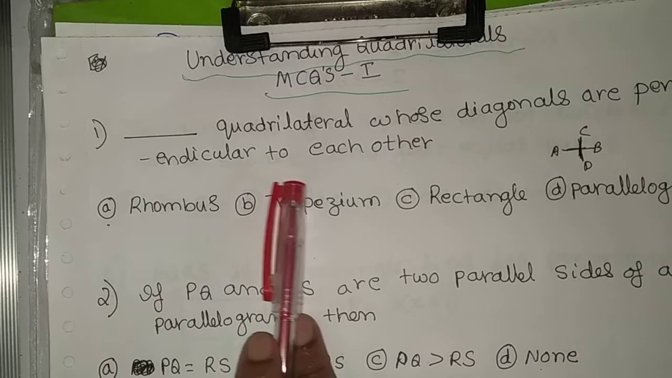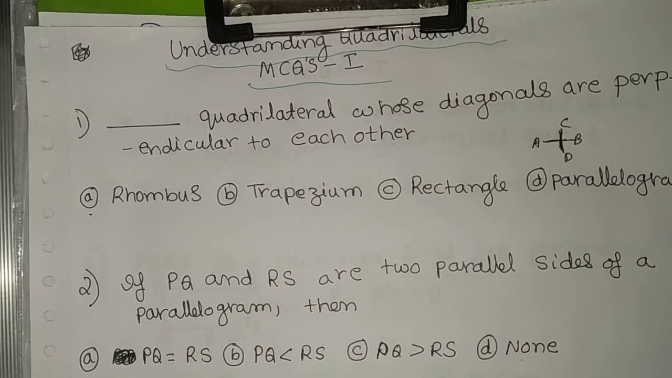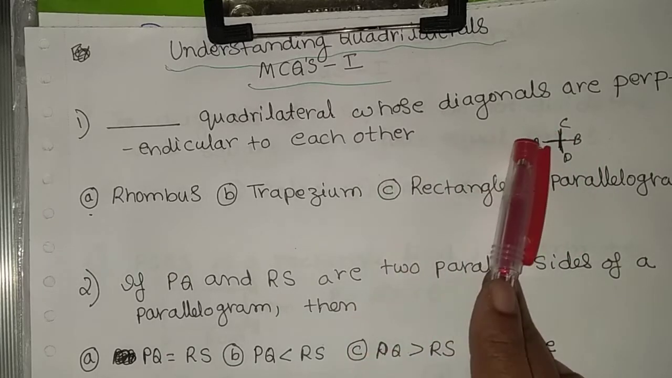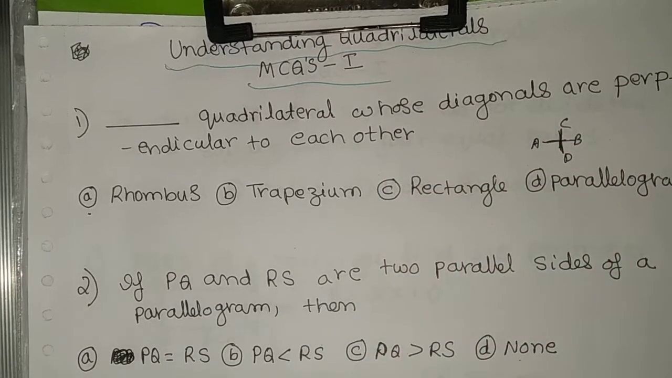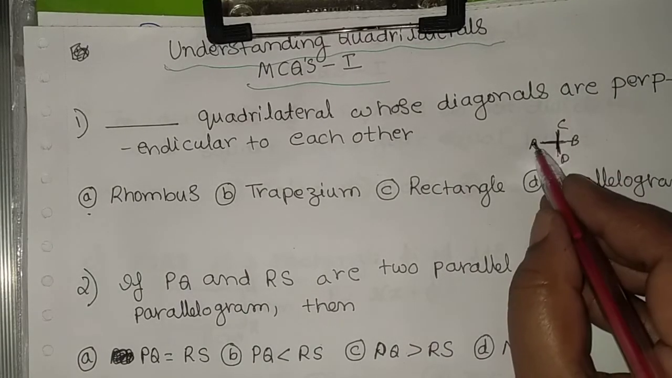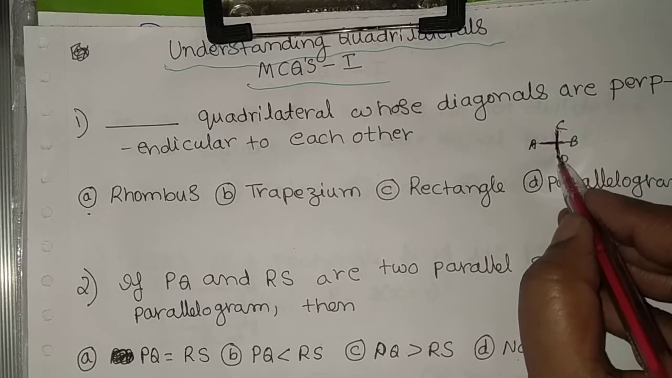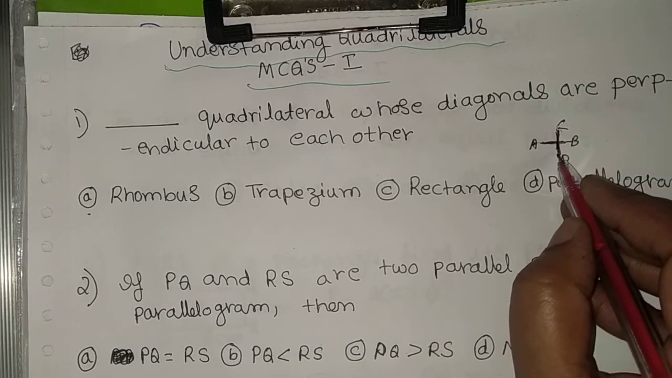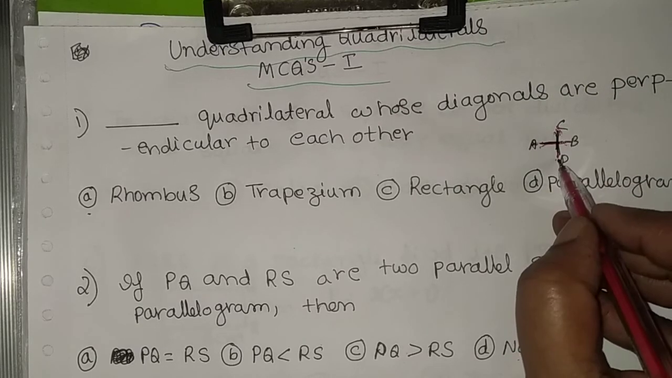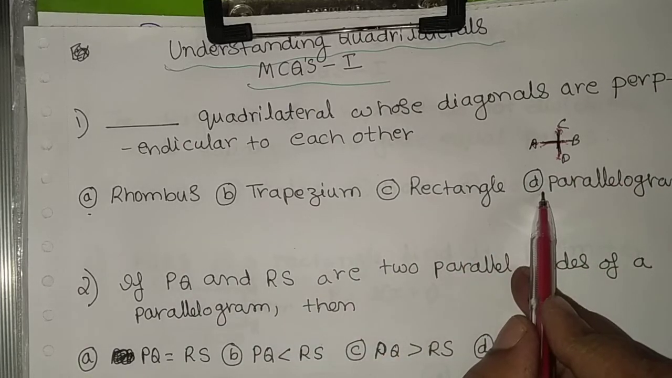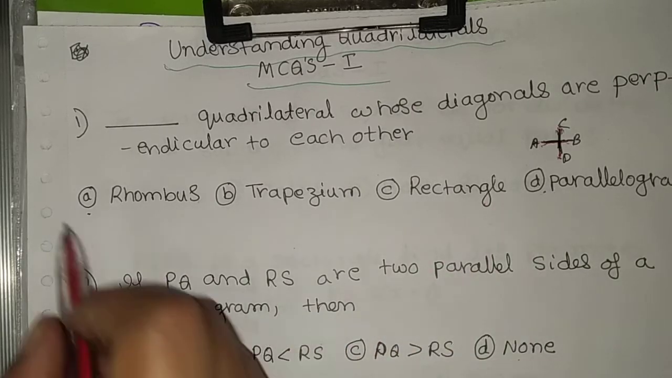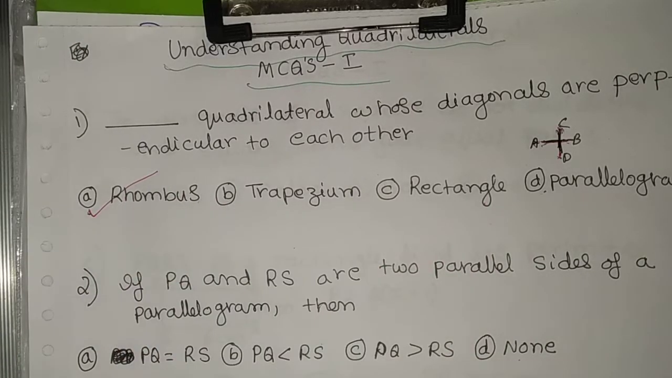The first question is, dash is the quadrilateral whose diagonals are perpendicular to each other. So here we have two diagonals. AB is one diagonal and this comes like this. Which of these types has diagonals perpendicular to each other appears in the following options. They are given: rhombus, trapezium, rectangle and parallelogram. So the answer here is rhombus.